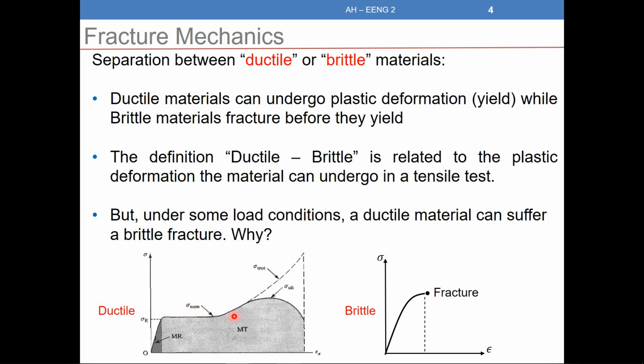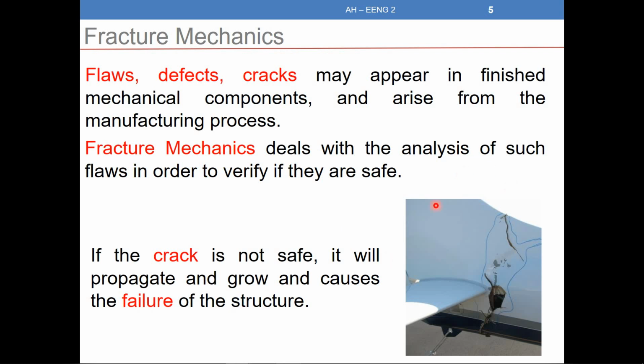What we need to understand is that when we design a mechanical component, the design on the computer is fine, everything is perfect. But during the manufacturing process, some flaws, what we call defects or cracks, may appear in the mechanical components that we manufacture. Due to the manufacturing process, we can have some cracks or small defects, some small flaws. That's normal. That's not always a big deal.